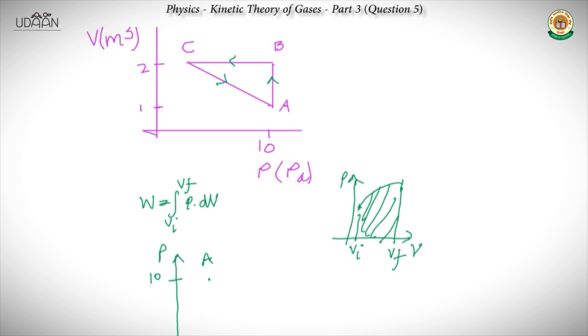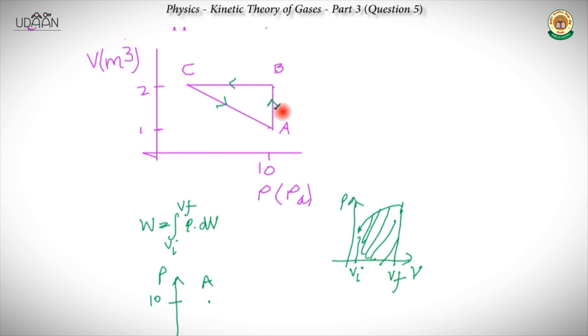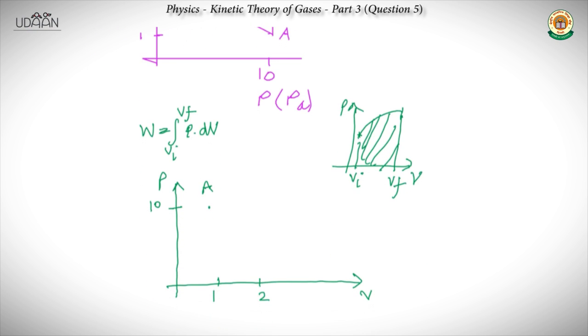Now see, in AB, the pressure remains constant and the volume goes from 1 to 2. Guys, keep paying attention. We are transforming one graph into another. We are exchanging the x and y axis of the graph. You might be needed to do this in the JEE examination.